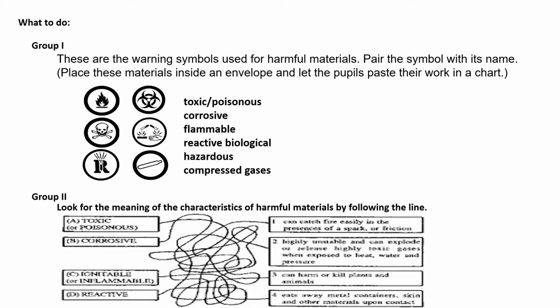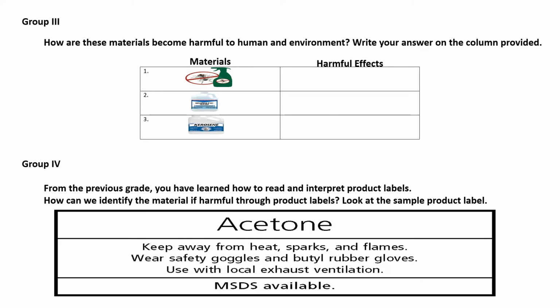Now, group 2, you are going to look for the meaning of the characteristics of harmful materials by following the line. And group 3, you are going to do these materials. How do these materials become harmful to humans and the environment? You are going to write in the columns provided. On the left side, we have the materials, and on the right side, the harmful effects.